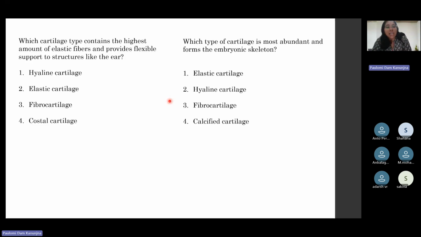The first one is, which cartilage type contains the highest amount of elastic fibers and provides flexible support to structures like the ear? So which one is present in ears? Second one is, which kind of cartilage is found in the embryonic skeleton? So there are two distinct locations. You need to tell me which type of cartilage is found in each of these different regions.